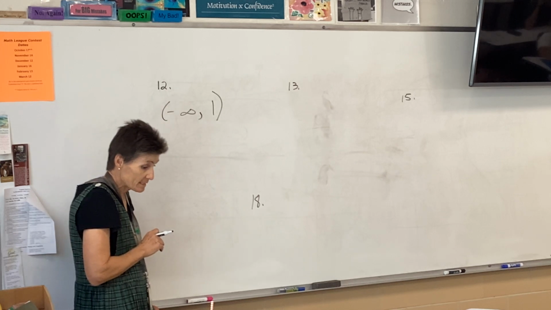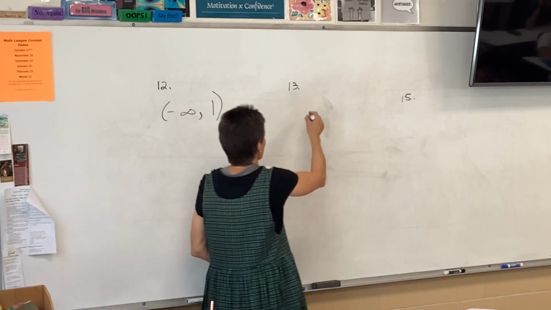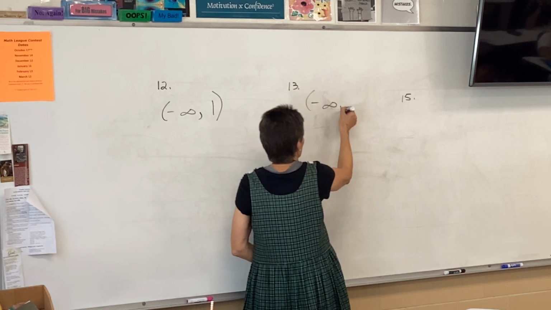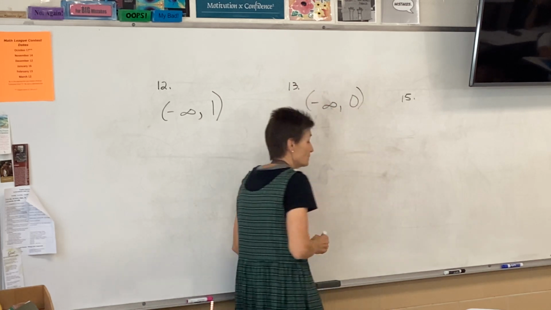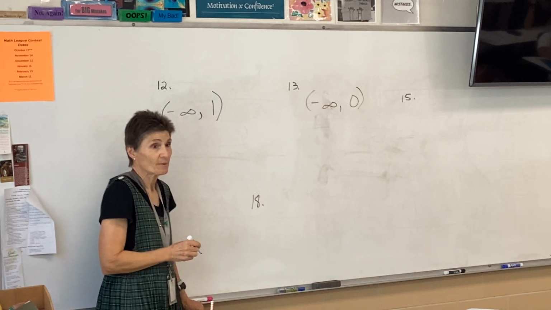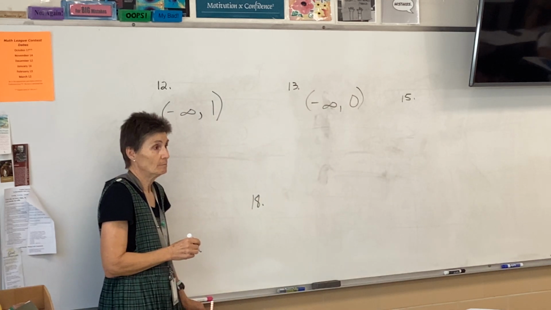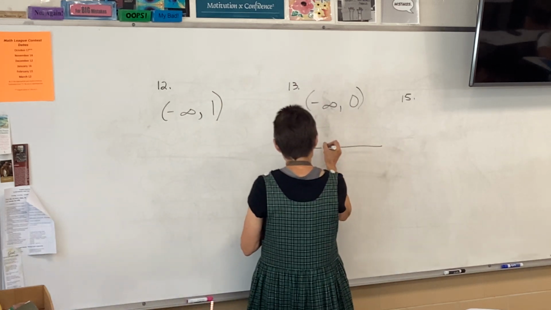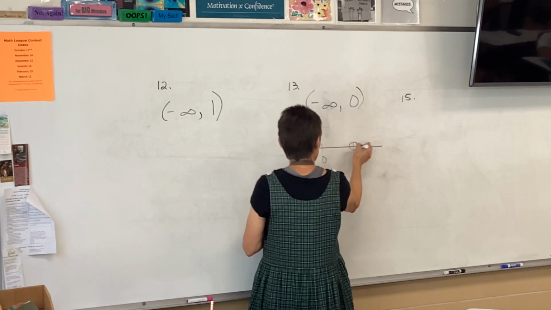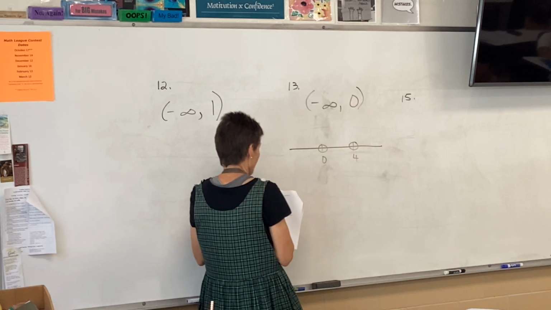All right, what about 13? What did you get for that one? Negative infinity to 0. Open or closed on the 0? Open. Everybody okay with that one? I see that one. You got a dot at 0 and a dot at 4. They're both open because of the symbol in the problem.